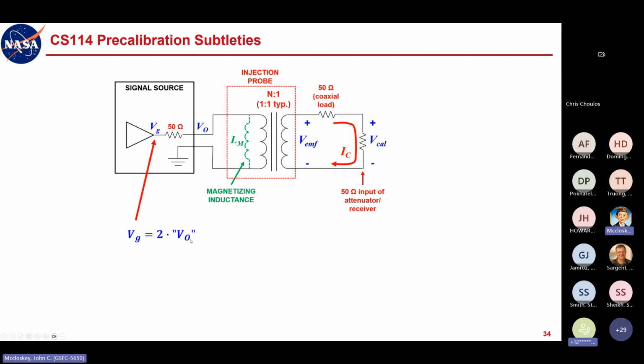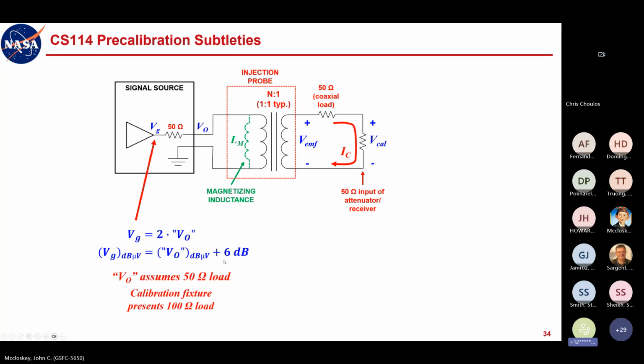So VO is in quotes here. This is the advertised or the displayed level at the output, and that's only true if you've got a 50 ohm load out here. If you connect this to a 50 ohm load, okay. So VG, the upstream potential, is twice VO in quotes, or in dB space, it's 6 dB higher than what they're telling you VO is in dB microvolts. You can also do it in dBm, which is kind of the default. So VO is assuming a 50 ohm load, but the calibration fixture is presenting a 100 ohm load.